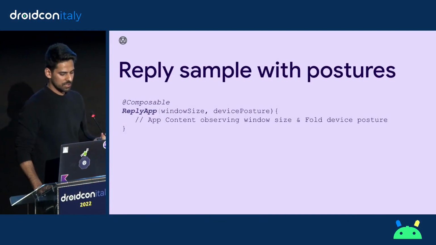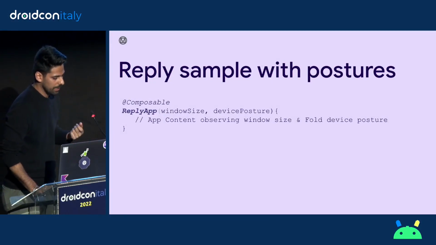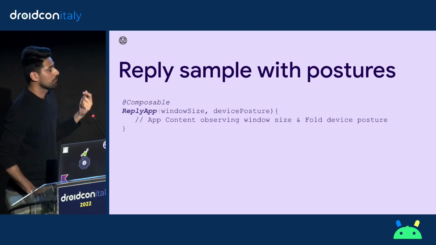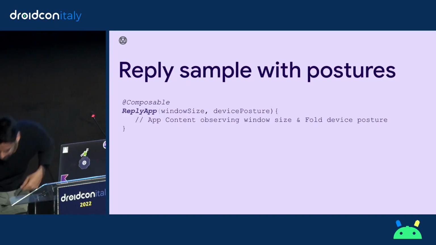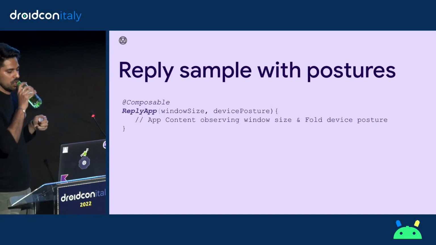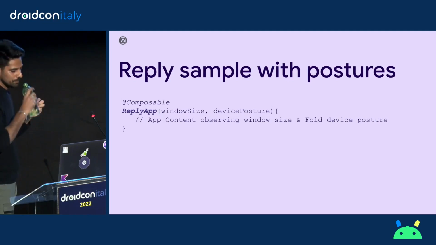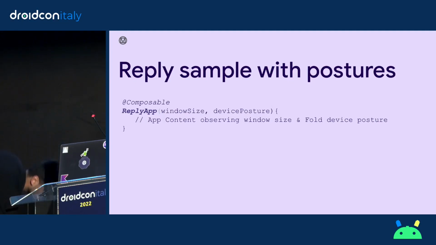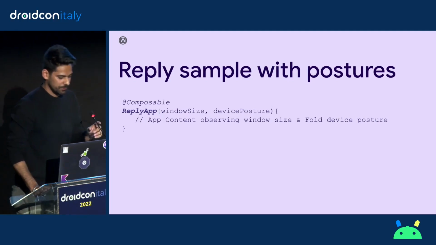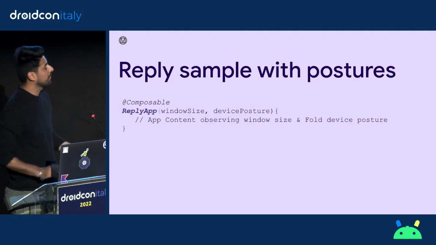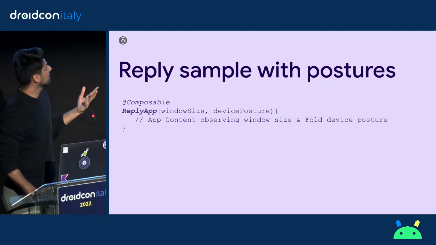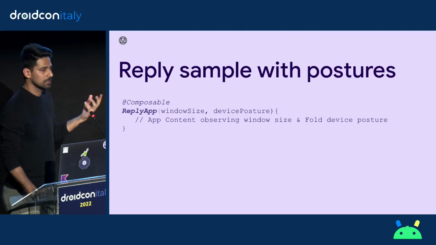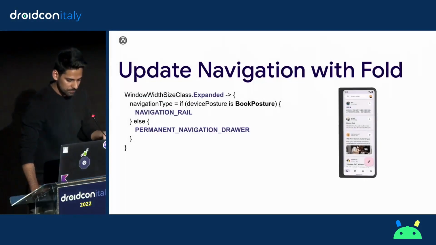So let's try to update our Reply sample with this. As we saw initially, we have window size, and we were passing it to content. Now we will pass the device posture as well. Now our app content is ready to listen to both the window size and the device postures.